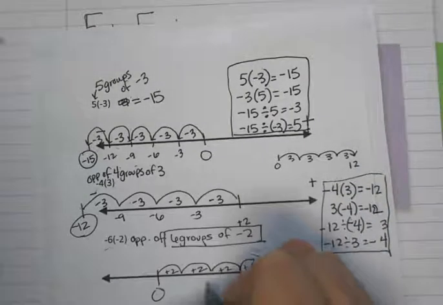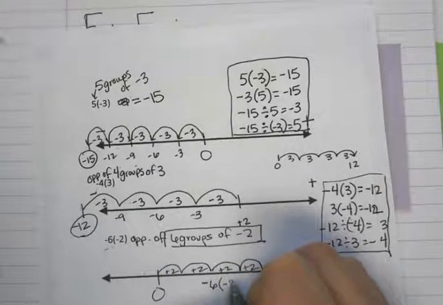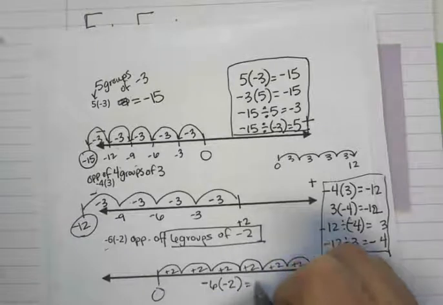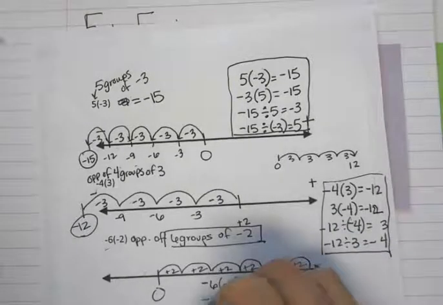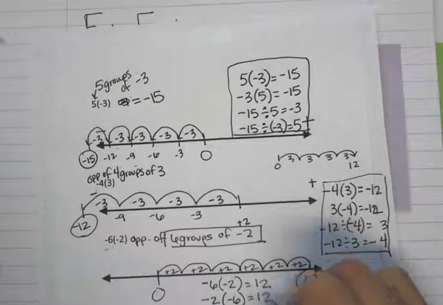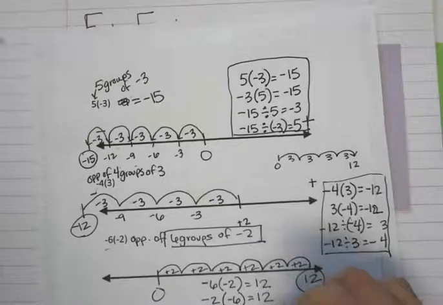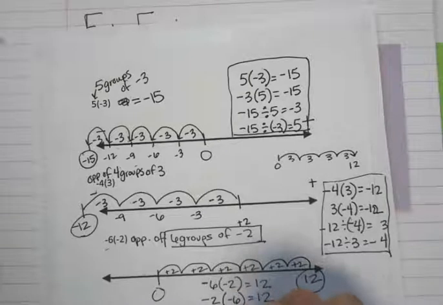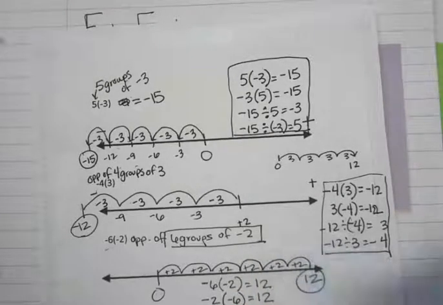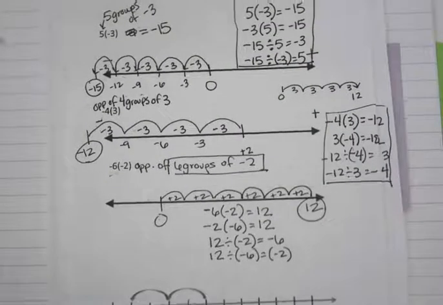Again, multiple fact families, multiple equations in the same fact family. So negative 6 times negative 2 equals positive 12. Negative 2 times negative 6 equals positive 12. 12 divided by negative 2 equals negative 6. And 12 divided by negative 6 equals negative 2. Oh my goodness. All of that work and you couldn't even see it.